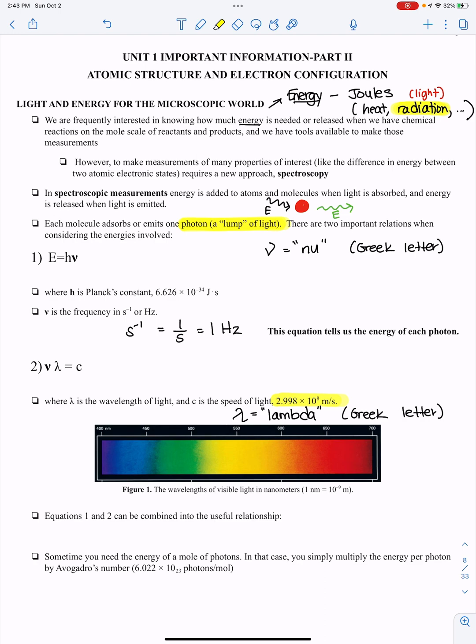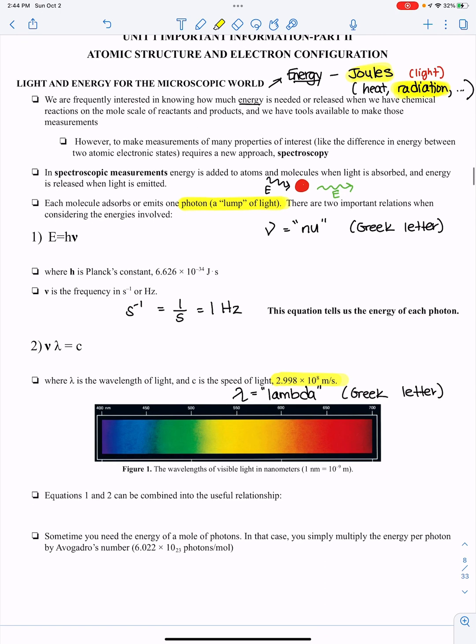Energy, you may have seen this in your summer work, is in the unit of joules, like I see here. Examples of energy would be heat, like when things change temperature or when things melt or boil and you require heat for that. Or what we're going to focus on in these notes, radiation, which is like light. Light has energy, and we're going to be calculating the energy of that light, and that's definitely associated with atoms and molecules. So we're interested in how much energy is needed for chemical reactions.